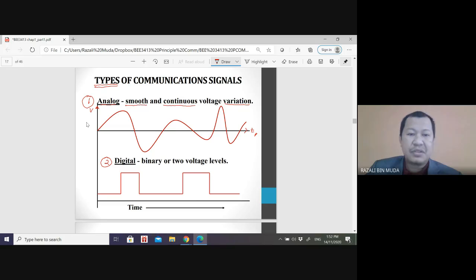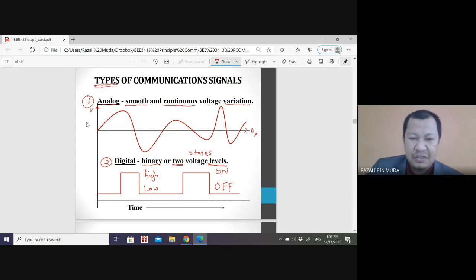The second type is digital. Digital is binary. Binary means two levels, or sometimes they call it two states. Two states, dua keadaan. Either high, low, or on, off. So two states.